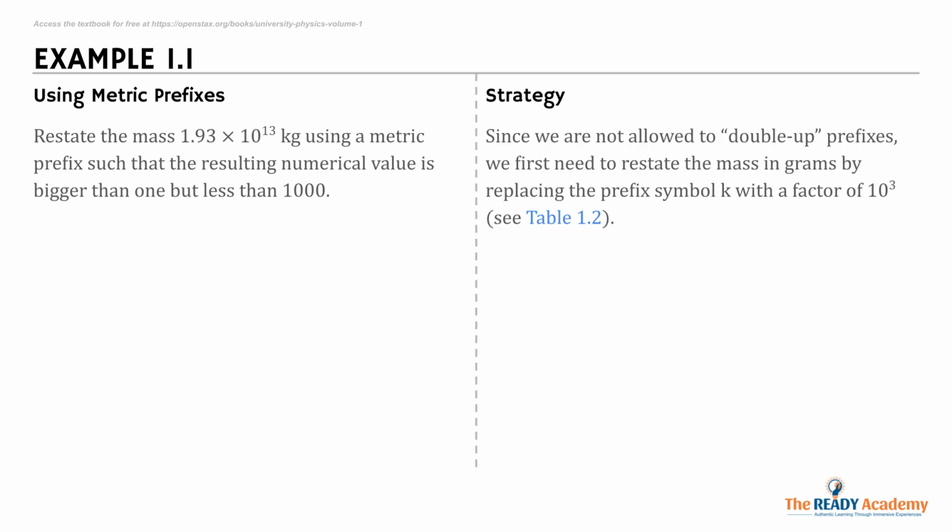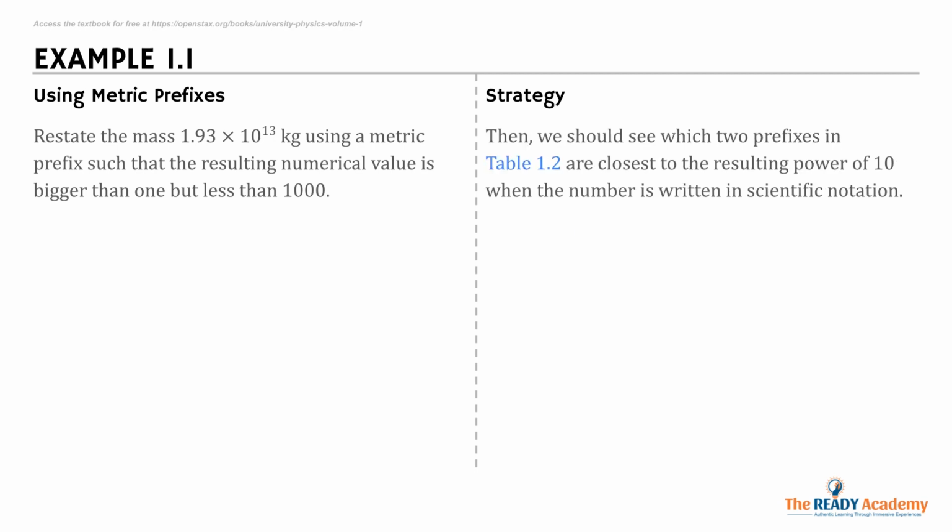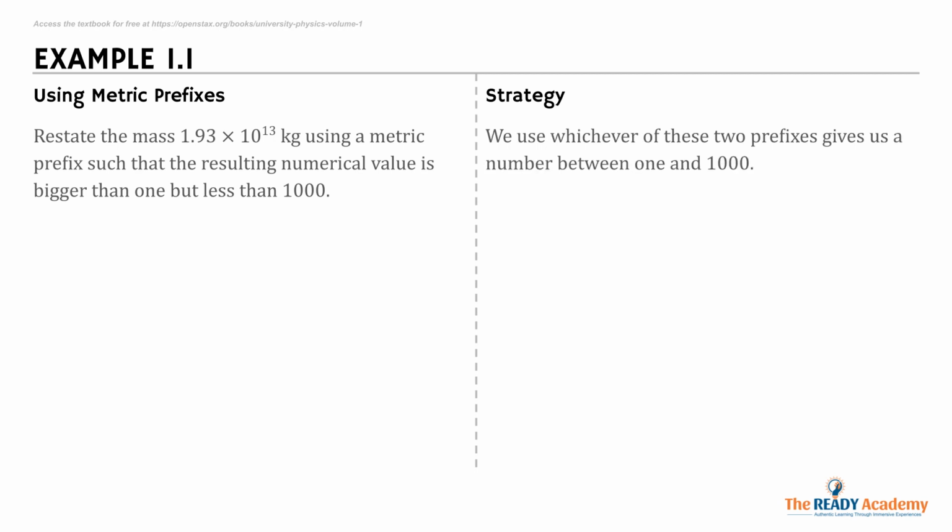Strategy. Since we are not allowed to double up prefixes, we first need to restate the mass in grams by replacing the prefix symbol, k, with a factor of 10 to the 3, see Table 1.2. Then, we should see which two prefixes in Table 1.2 are closest to the resulting power of 10 when the number is written in scientific notation. We use whichever of these two prefixes gives us a number between 1 and 1,000.